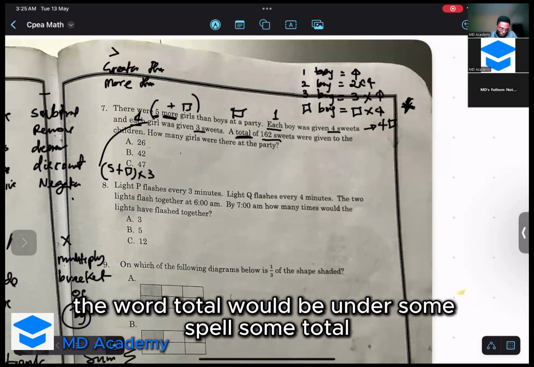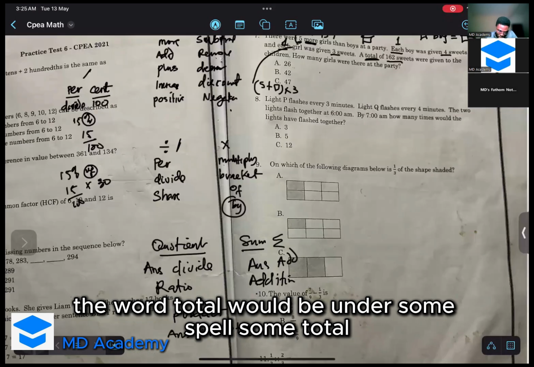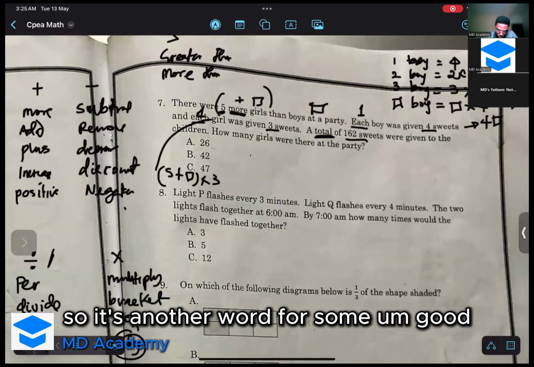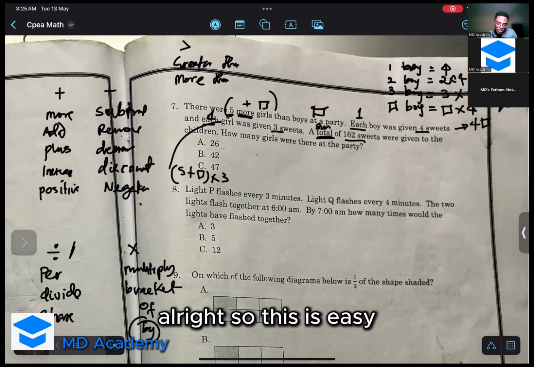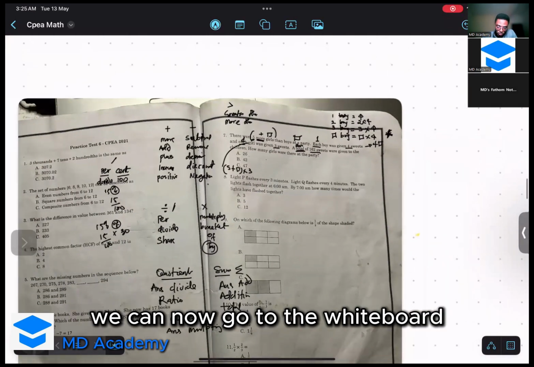Total. The word total would be under sum. Sum, total. It will translate to sum. So it's another word for sum. Good. Now, how many girls were there at the party? All right, so this is easy. Now that we've seen all the terms and we know what is happening, we can now go to the whiteboard.